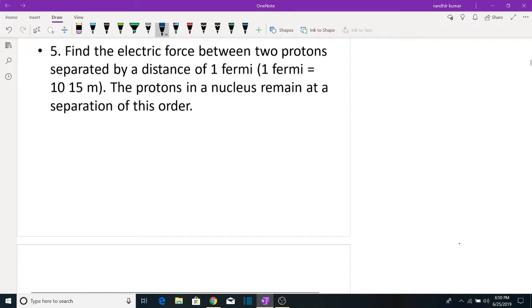Now next question, fifth question. Find the electric force between two protons separated by a distance of 1 Fermi. 1 Fermi equal to 10 to the power minus 15 meter.